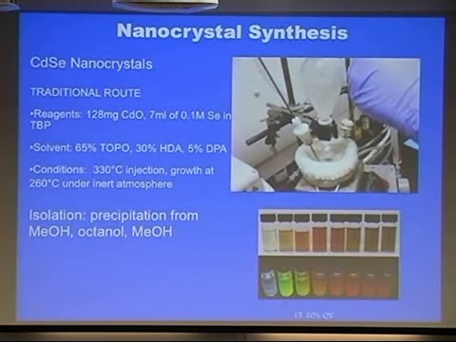It's just chemistry. If you can cook, you can do chemistry. Honestly. If you can cook, you can do chemistry. The material we're talking about is cadmium selenide. So we need a source of cadmium. So this is cadmium oxide. And we need a source of selenium, which you complex with an organic molecule.